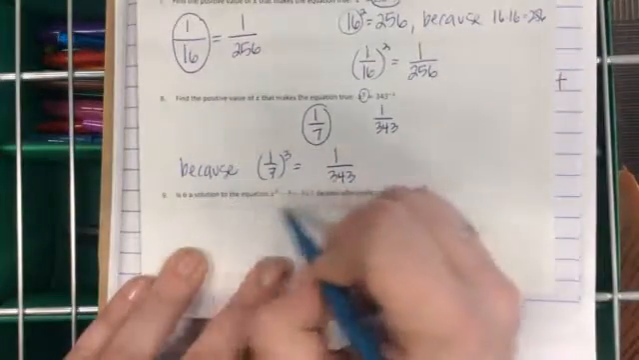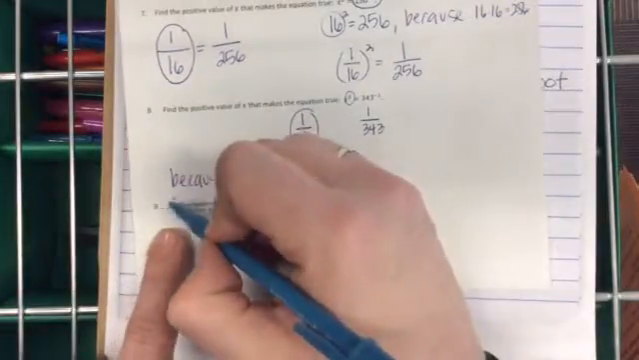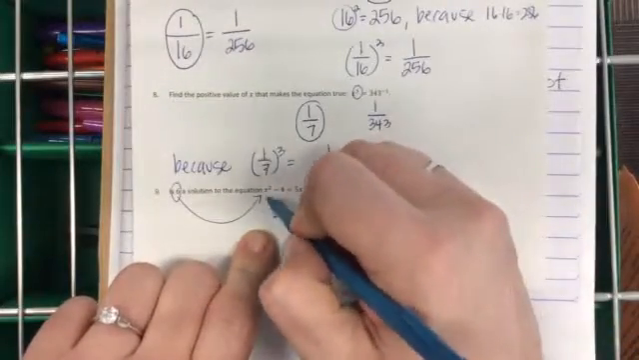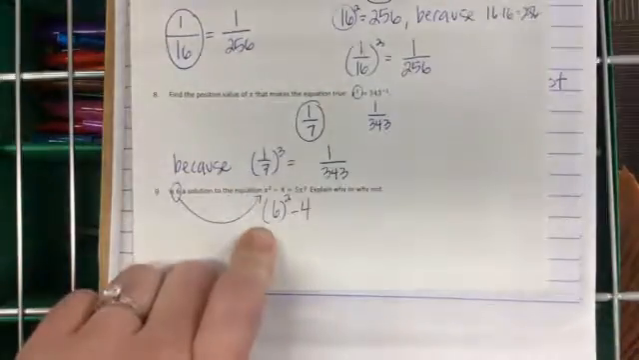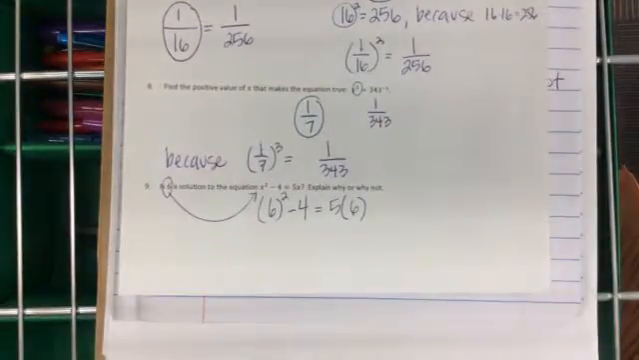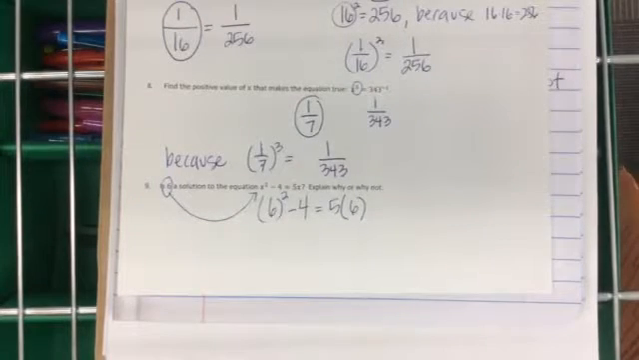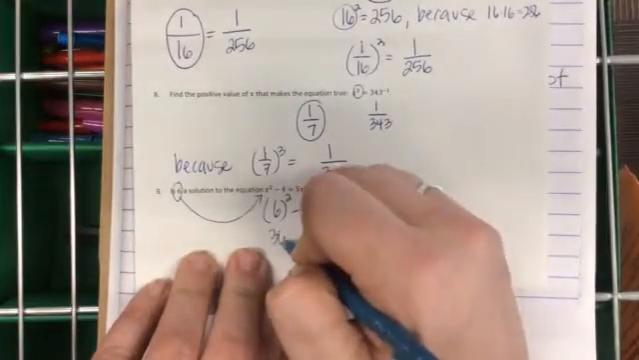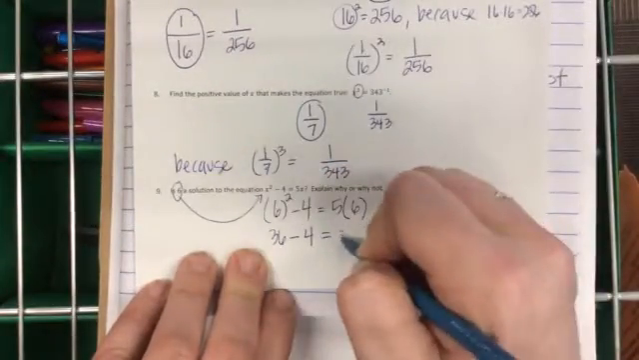All right, last one. Is this a solution? So all I'm going to do is put this number into this problem. 6 squared minus 4 equals 5x. 5 times 6. Is 6 the answer? Does 6 work for x? I don't know. Let's test it. Instead of x, I'm putting the number 6. What's 6 squared? 36. Minus 4. 32.